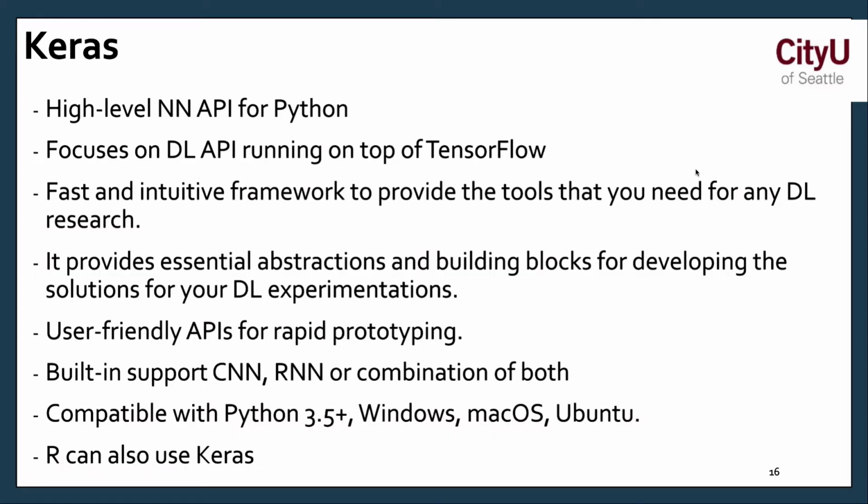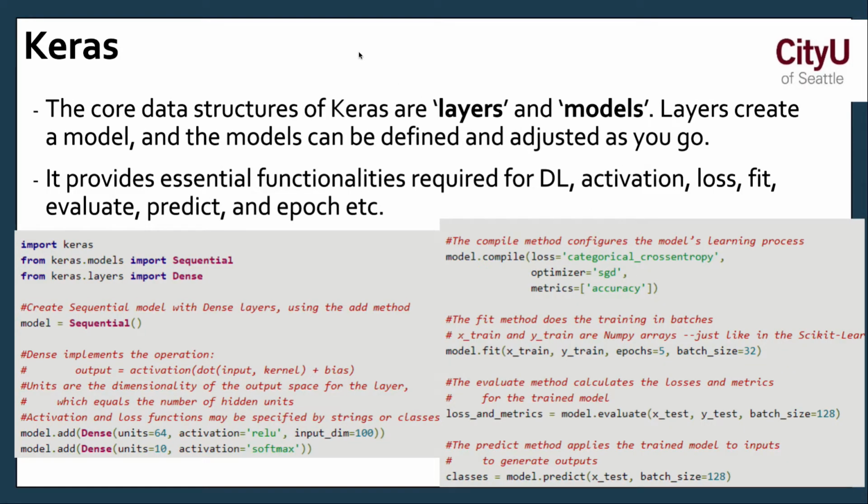Okay. Keras now is a high-level neural network API for Python. We mentioned again, underneath the hood, it's using TensorFlow. Very fast, very intuitive. We mentioned that already. Abstraction, user-friendly, and so on and so forth. The last thing is R can also use Keras. The core data structures of Keras are layers and models. Layers create a model, and the models can be defined and adjusted as you go. It provides essential functionalities required for DL: activation, loss, fit, evaluate, predict, and so on.